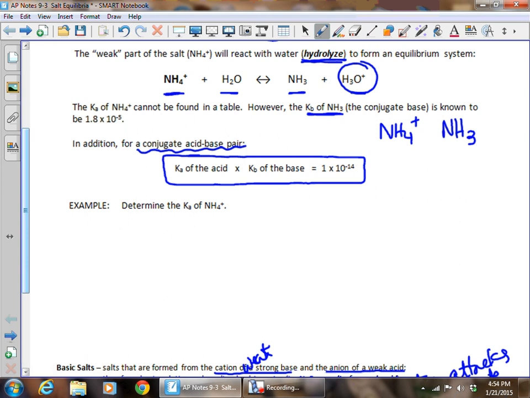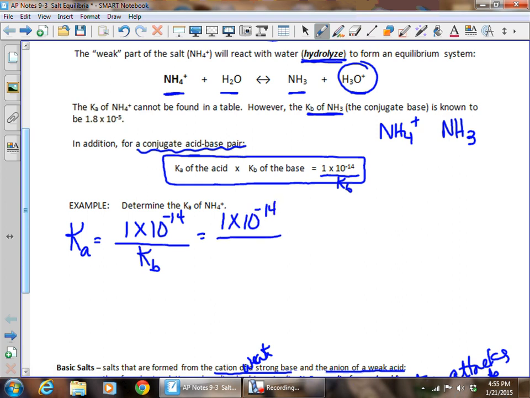If that's true, then if we want to find the Ka of NH4 plus, the Ka of NH4 plus is going to be 1 times 10 to the minus 14th divided by Kb, right? So 1 times 10 to the minus 14th divided by Kb, which is given right up here, 1.8 times 10 to the minus 5th. So the Ka for NH4 plus is 5.6 times 10 to the minus 10th.